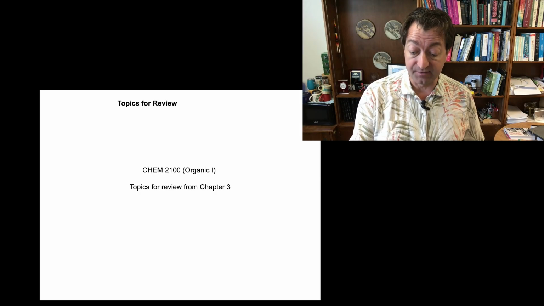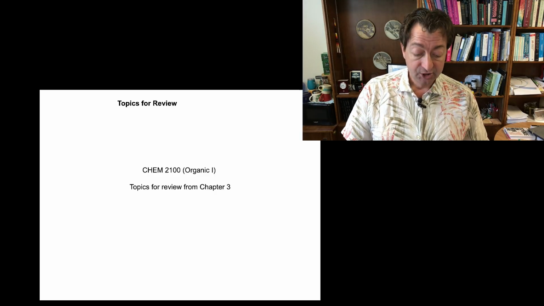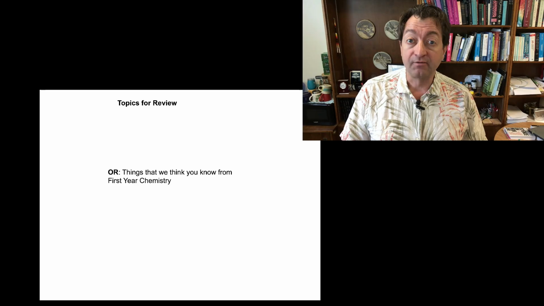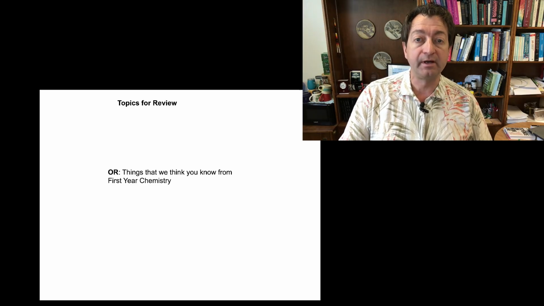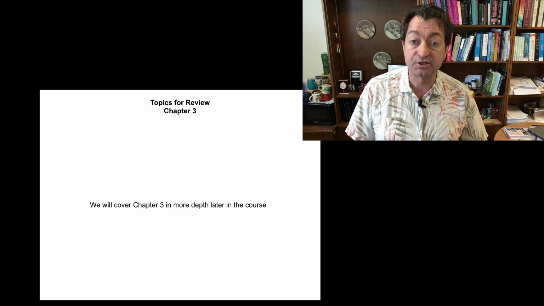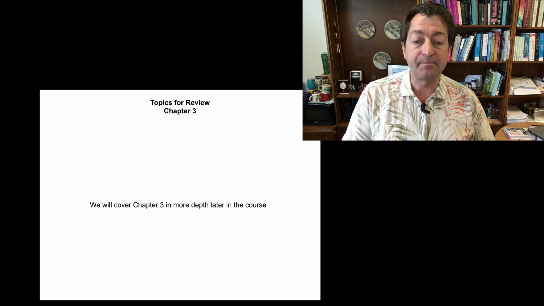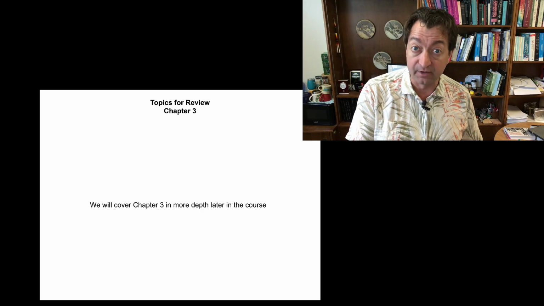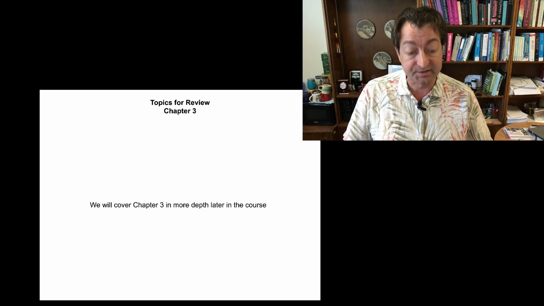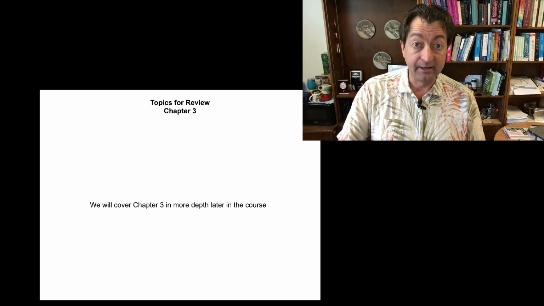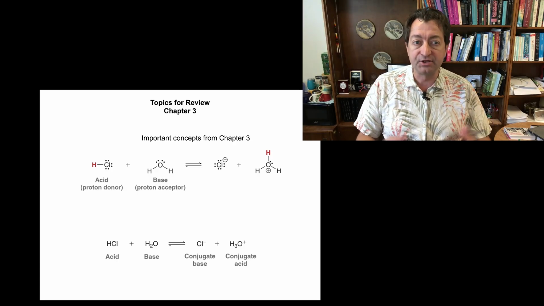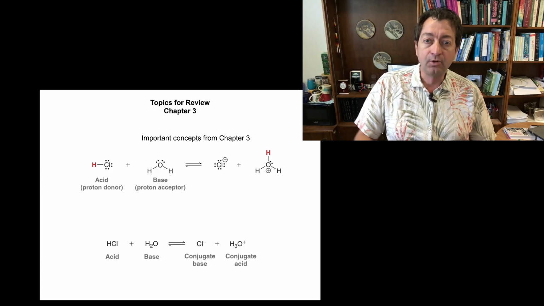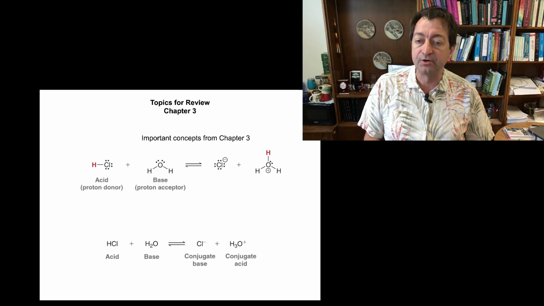Again, these are things that we think you learned in general chemistry. Chapter 3 in the Klein textbook covers a lot of acid-base chemistry, and that's a concept we're going to rely on heavily. Some of the things I'll point out here are things that we think were introduced, or hope were introduced, in your general chemistry course, and we will cover Chapter 3 quite a bit more in depth later in the course, but I just want to review some concepts that we're going to rely on later. So if you're looking for some review as we start the course, here's a good place to find it.